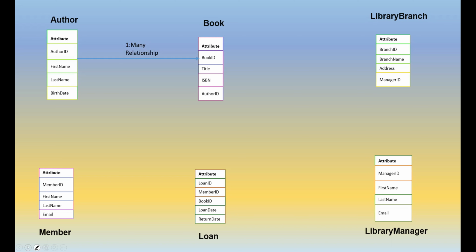So why do we say that it is one to many? Because one author can write multiple books. That's why you have a book ID and author ID here. So he can write multiple books, right? That is why you have one author writing multiple books here. And next you have one to many. That means one member can have multiple loans. That means he can borrow the book multiple times, right? That is why it is one to many.